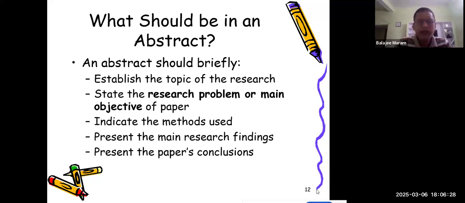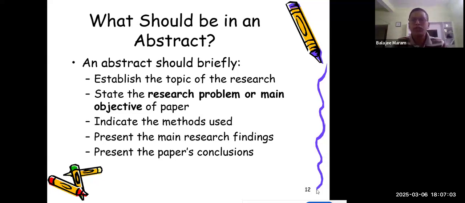Related to the research, it gives some important points about the main objective of the paper. Your abstract should give the research problem or the main objective of the paper. Means you are preparing a paper, but before that you need to define what the main objective of the paper is. Third one, indicate the methods used.